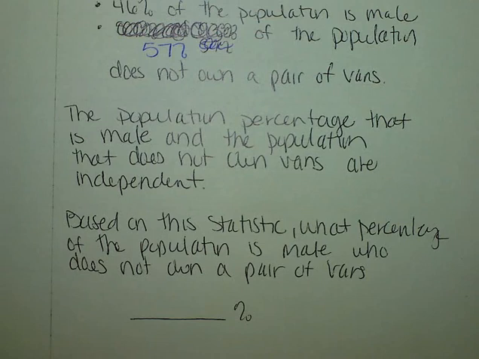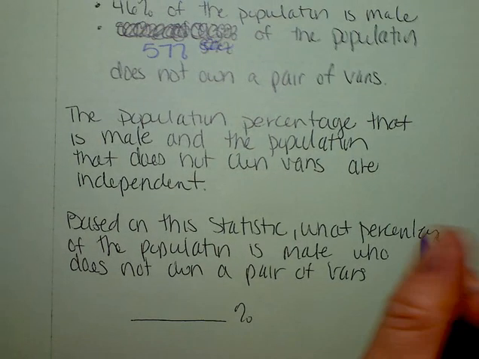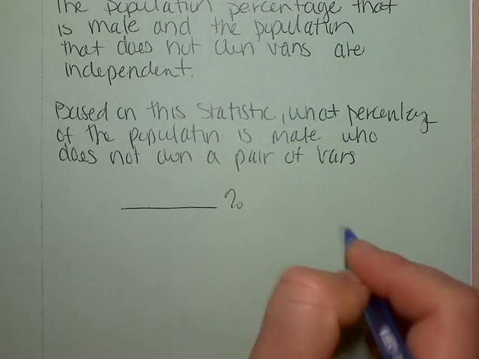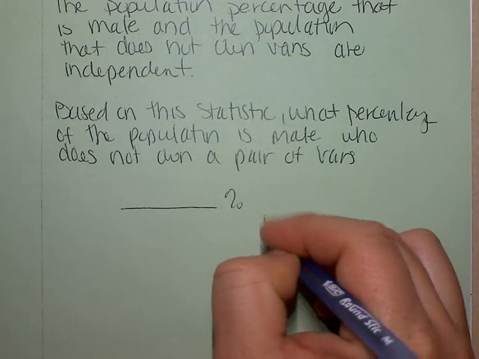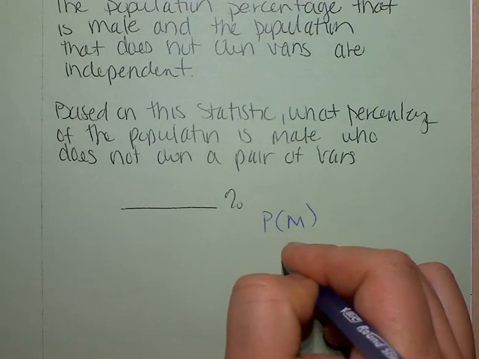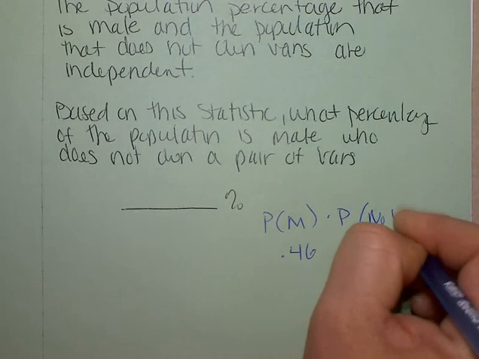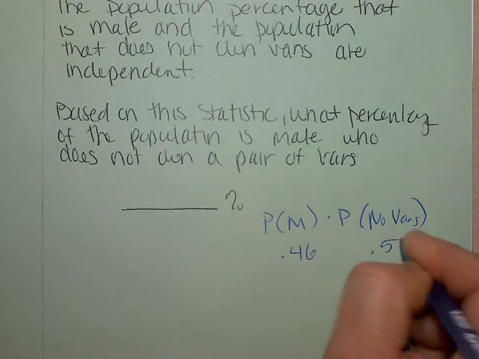Based on this statistic, what percentage of the population is male who does not own a pair of vans? So what we're asking is, tell me what percentage is male and no vans. Male and no vans. So whenever we see the word and, what operation do we need to do? Multiply. So what is the probability of being male? So 0.46 times what's the probability of no vans? 0.57. Please multiply those.